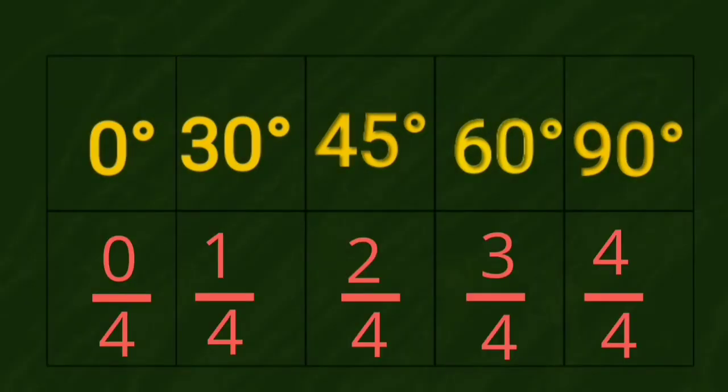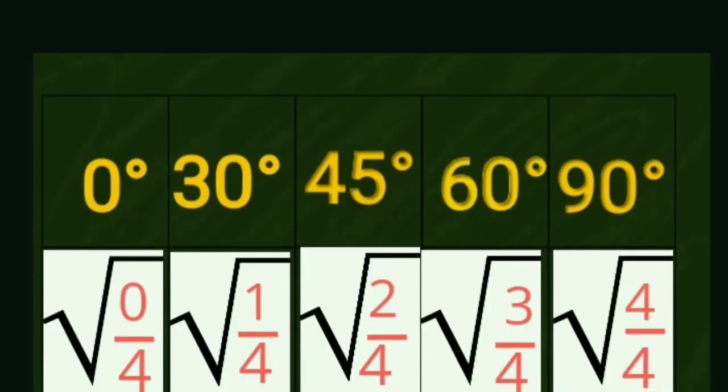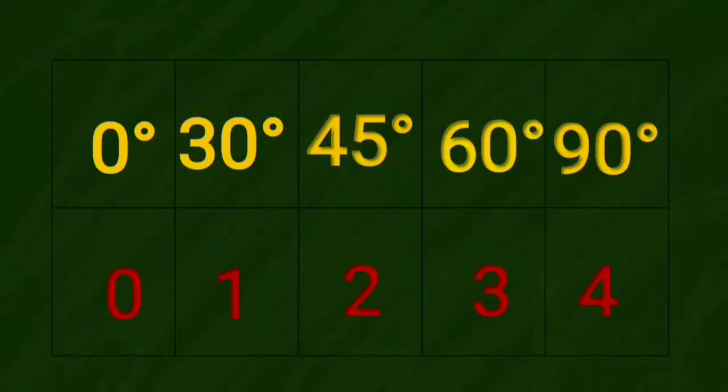Then we'll divide the numbering by 4, that is 0 upon 4, 1 upon 4, 2 upon 4, 3 upon 4, and 4 upon 4. Now we'll take square roots of these numbers, that is square root of 0 upon 4, square root of 1 upon 4, and so on till square root of 4 upon 4.